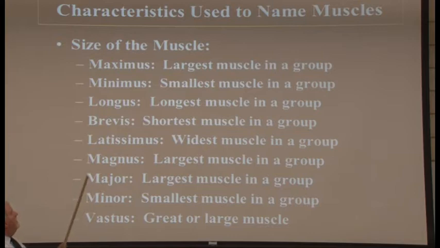So there's kind of a pattern to it, where we're going to see this associated with hips. We're going to see this associated with the thigh and the arm. Latissimus is going to be associated with the back, magnus with the thigh, major with the shoulders, and vastus with the thigh.